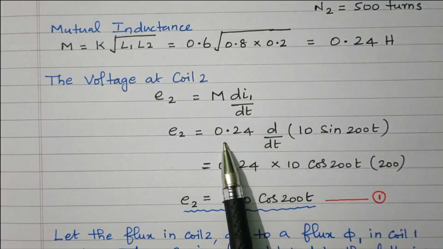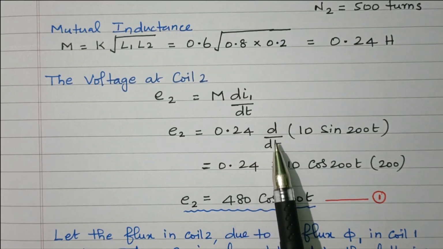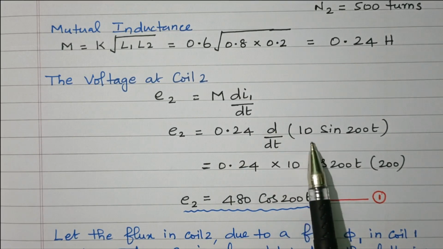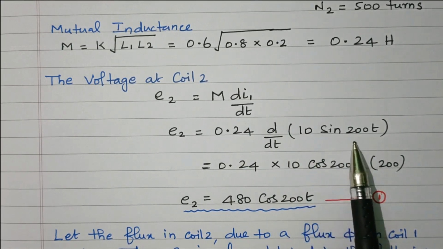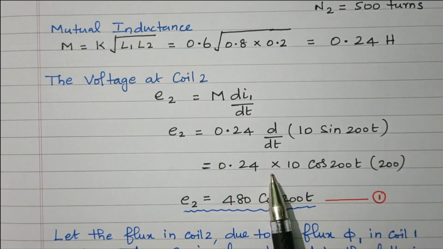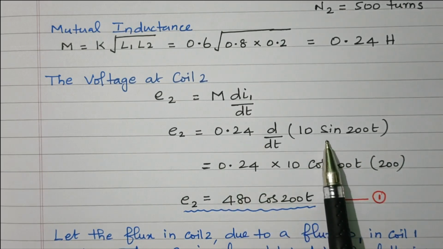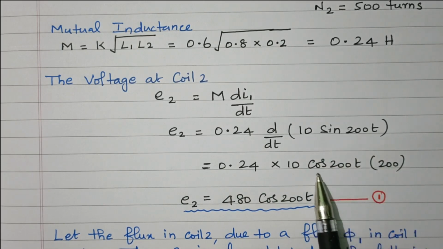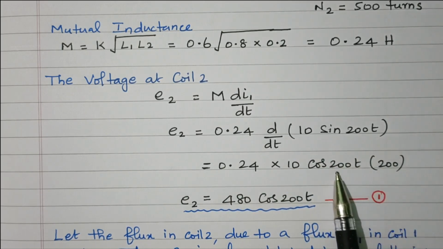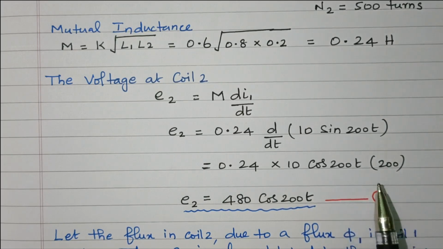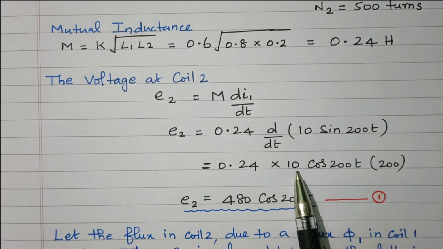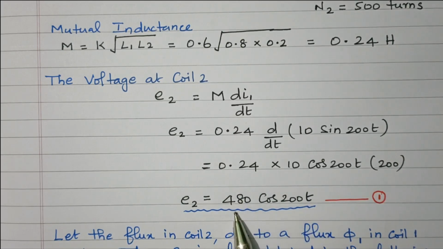M, the mutual inductance we calculated, is 0.24. d by dt of the current i1, 10 sin 200t. So 0.24 into 10, the constant. The differentiation of sin 200t is cos 200t into 200. We need to differentiate the inner term 200t, which gives 200. So 200 into 10 is 2000, and 2000 into 0.24 is 480. So 480 cos 200t. The first answer, the voltage at the second coil, is E2 equal to 480 cos 200t. So the first one is calculated.